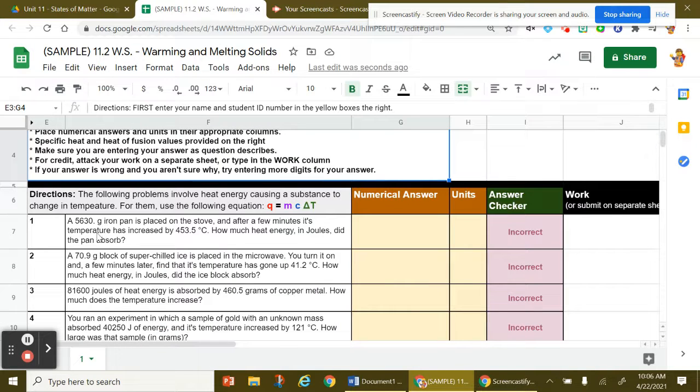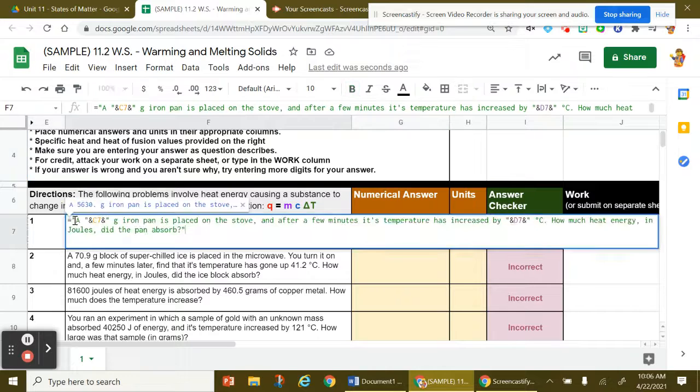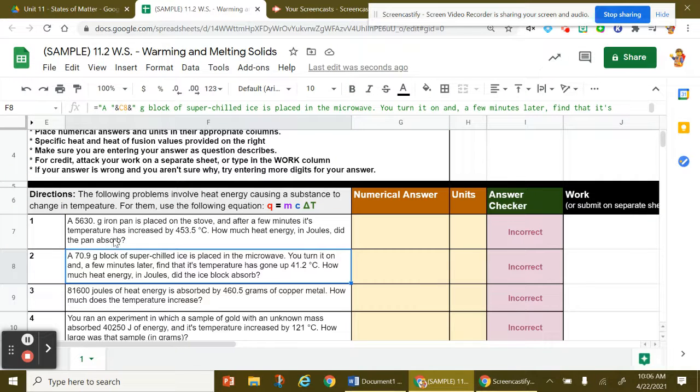A 5,630 gram iron pan is placed on the stove, and after a few minutes, its temperature is increased by 453.5 degrees Celsius. How much heat energy in joules did the pan absorb?